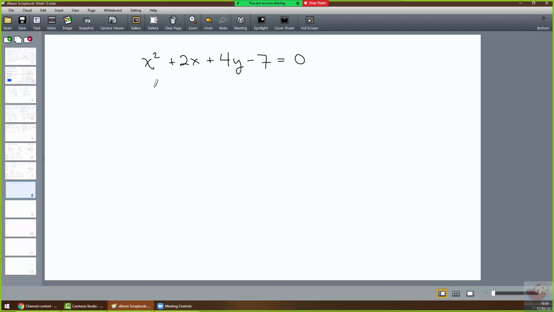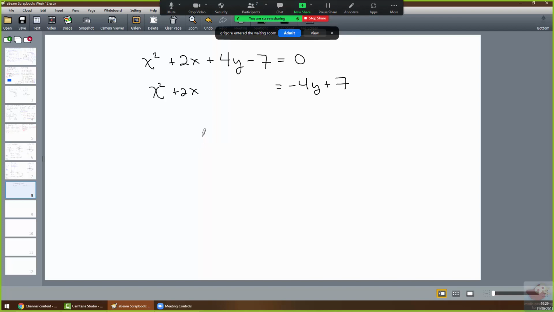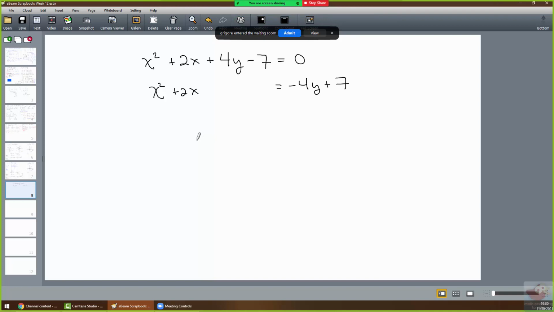The way we complete the square is we have to get the x's by itself and move everything else to the other side. The reason that we are isolating the x's is because that's the one that has the square, and that's where we need to complete.